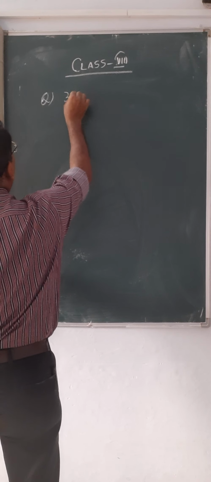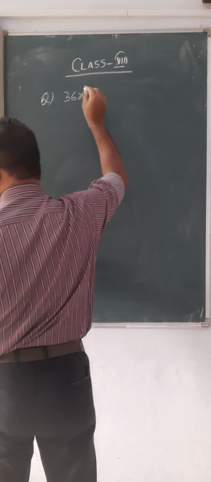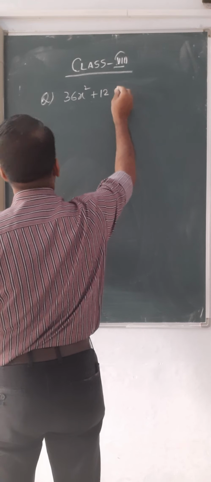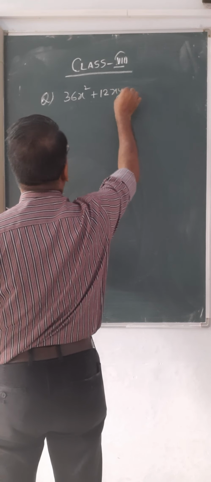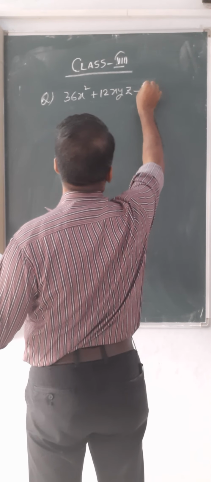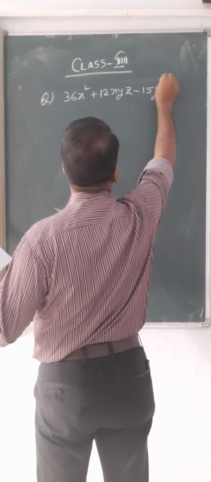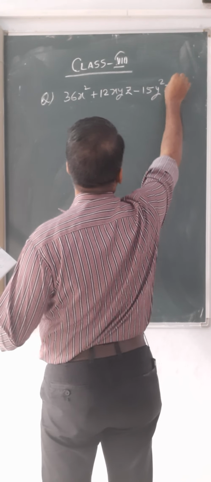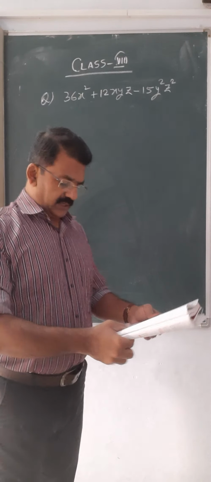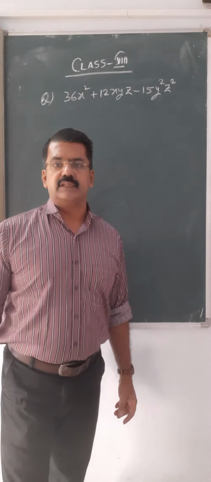36x square plus 12xyz minus 15y square z square. 36x square plus 12xyz minus 15y square z square.